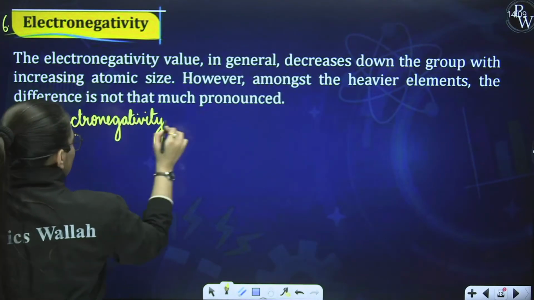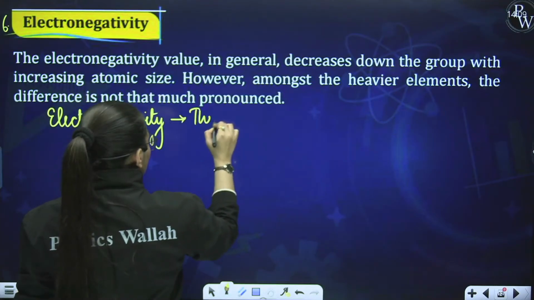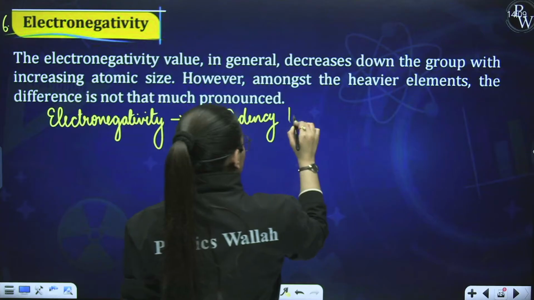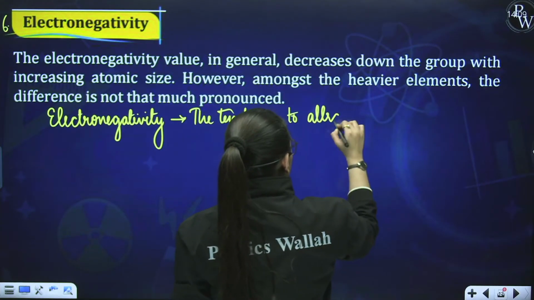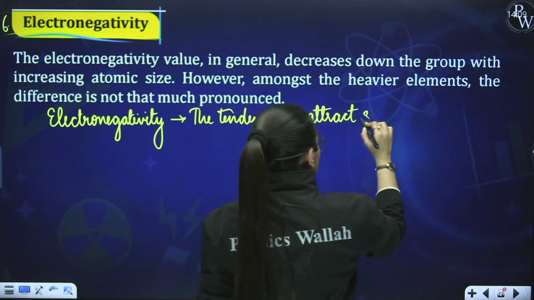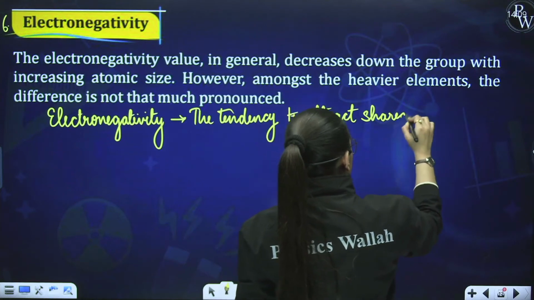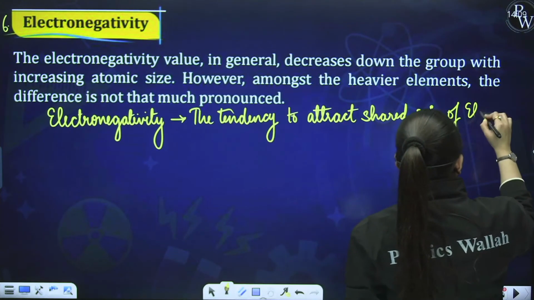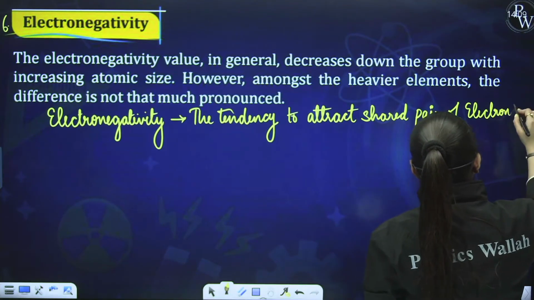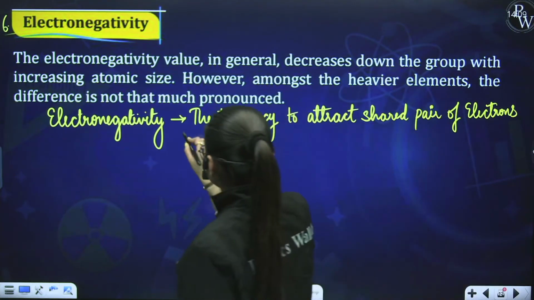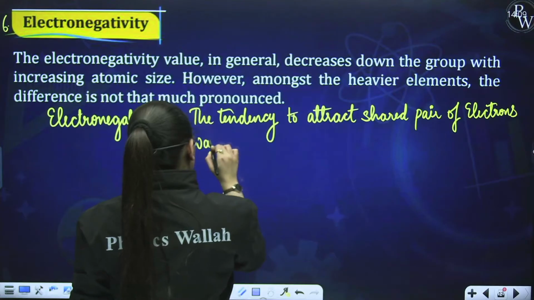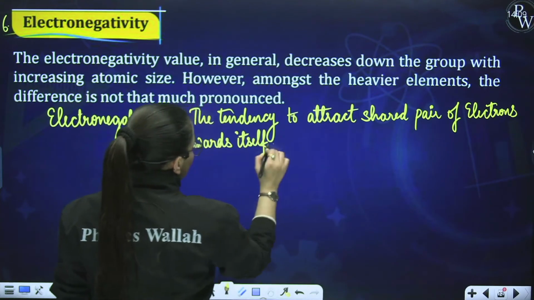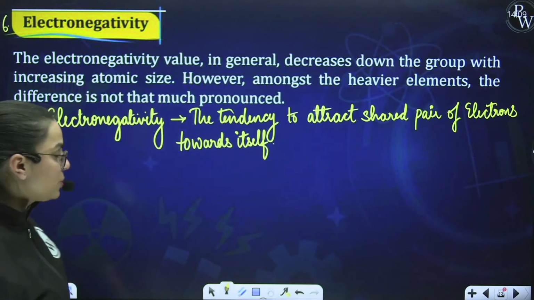Electronegativity. What is electronegativity? The tendency to attract shared pair of electrons towards itself. This is what electronegativity is. I will explain you with a certain example.